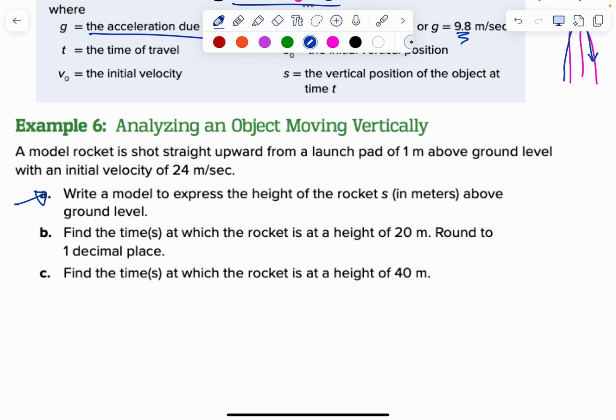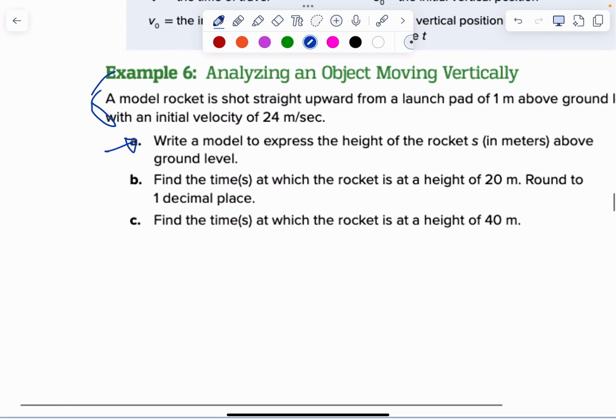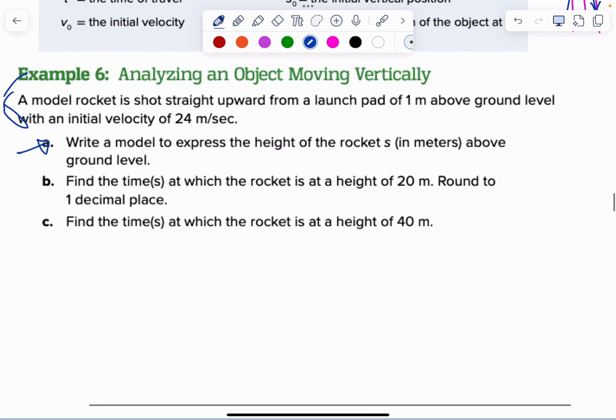That's what we're doing in part A. So we're basically taking all this information and we're stuffing it into this equation. Here we go. Part A. A model rocket is shot straight upward from a launch pad that is 1 meter above ground.